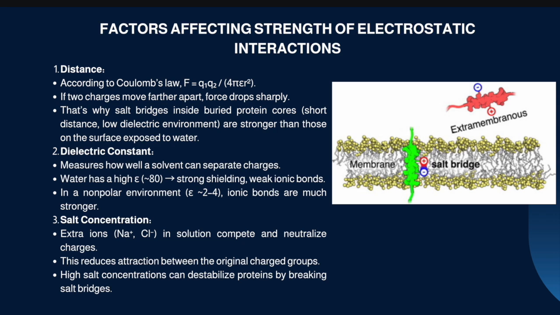So again, this is the distance effect, and distance is due to Coulomb's law. Distance and dielectric constant are both inversely proportional to the force. Dielectric constant I already told you.